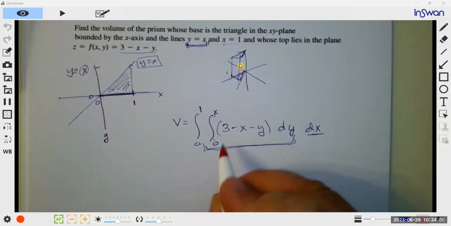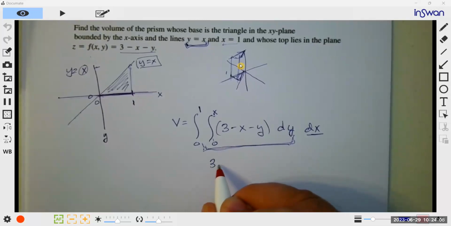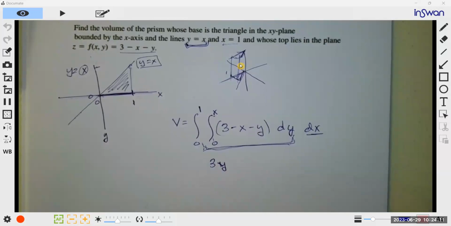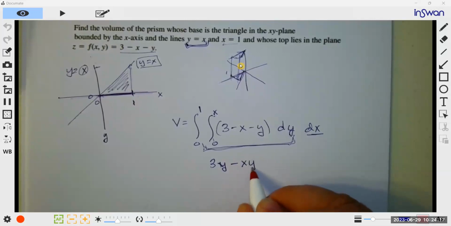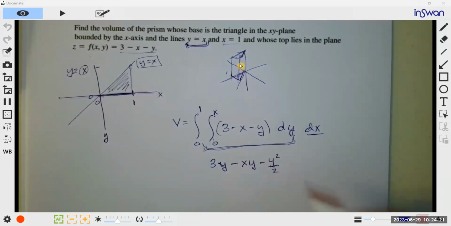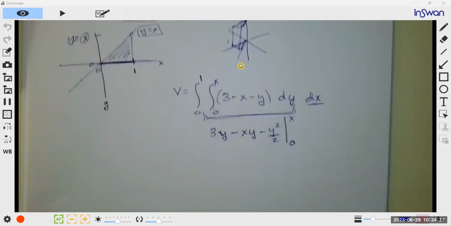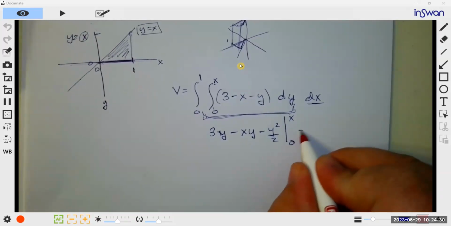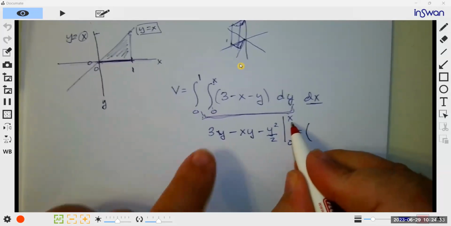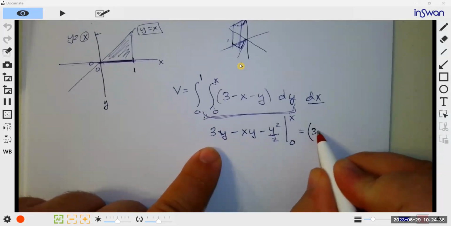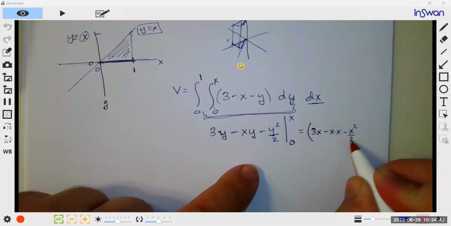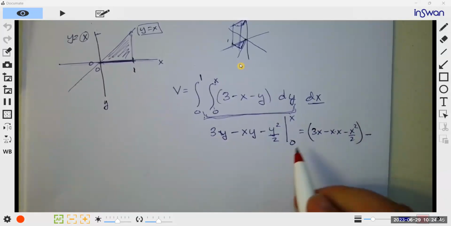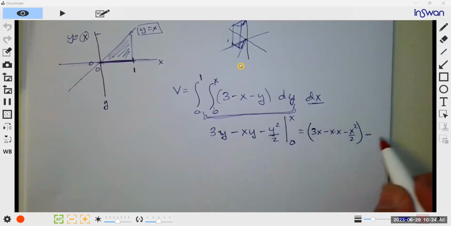So first thing, let's look at this one. It becomes the integral of 3, which is 3y. We're taking with respect to y. The integral of x is a constant, xy, minus y squared over 2, from 0 to x. All right, so from x, anywhere we see a y, we put an x. x times x minus x squared over 2, minus, anywhere we see a y, put a 0, and that's going to be 0.